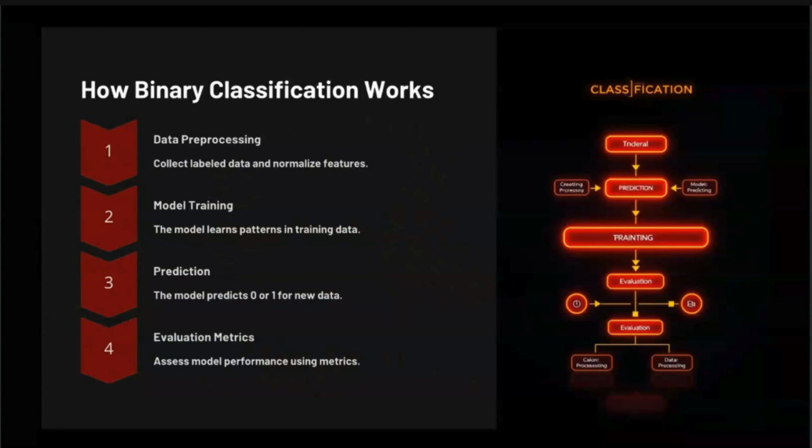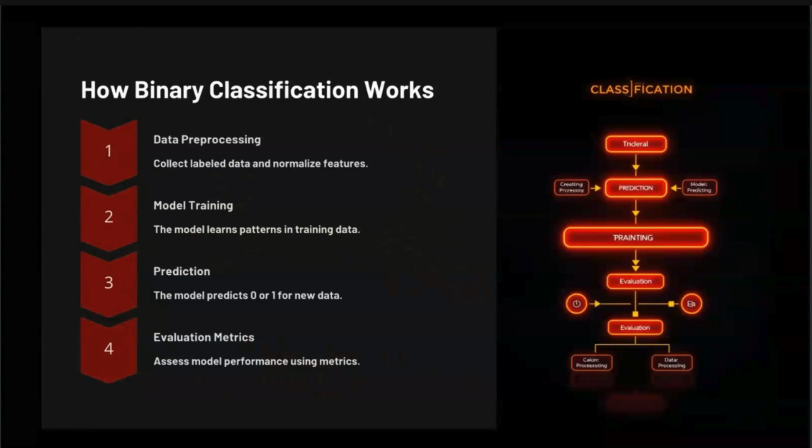Then we do the evaluation metrics. Accuracy is the percentage of correct predictions: out of the predictions we made, how many percent are correct. Precision: how many predicted positives were actually positive. Recall: how many of the actual positives were correctly predicted. Then we calculate the F1 score, the balance between precision and recall. That is how classification works.